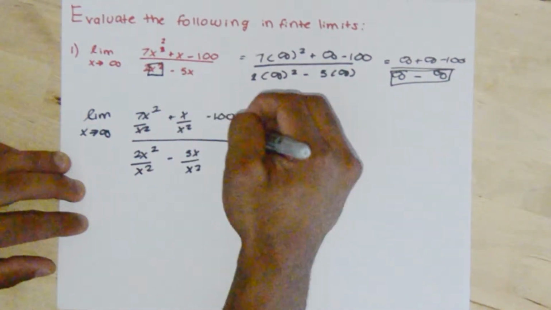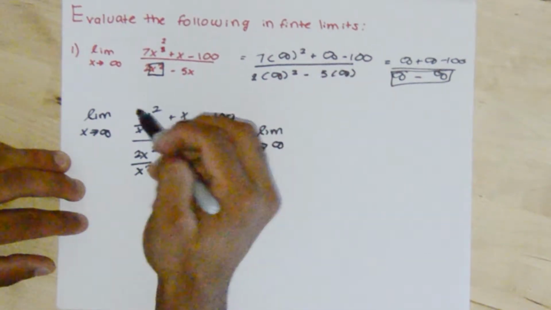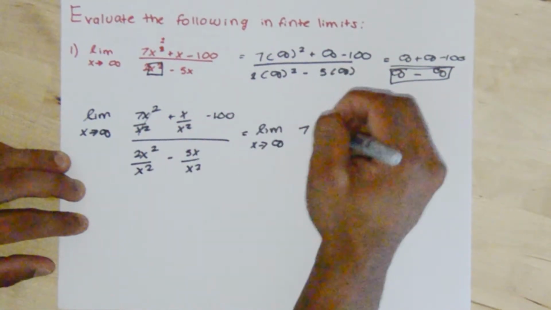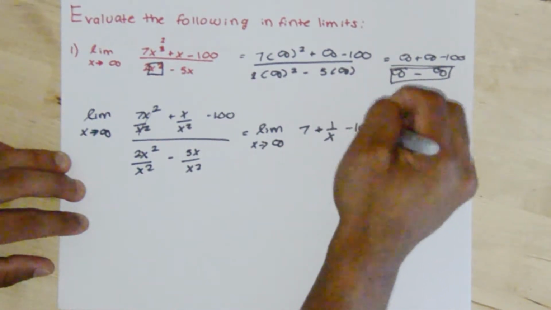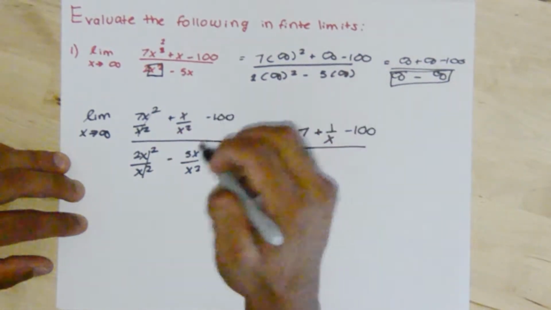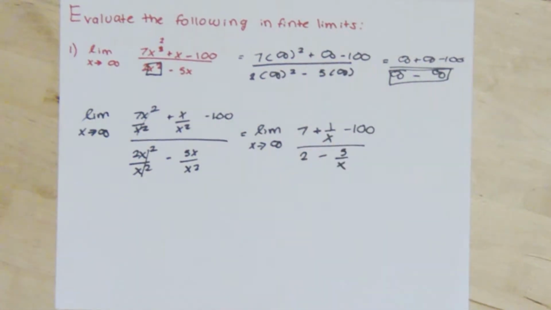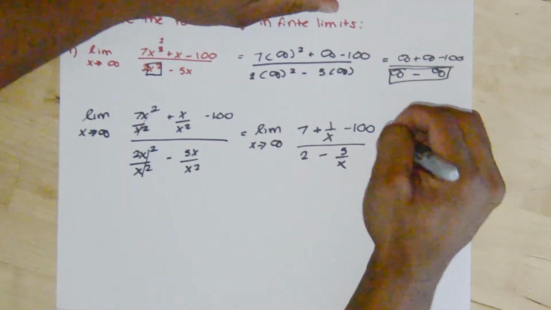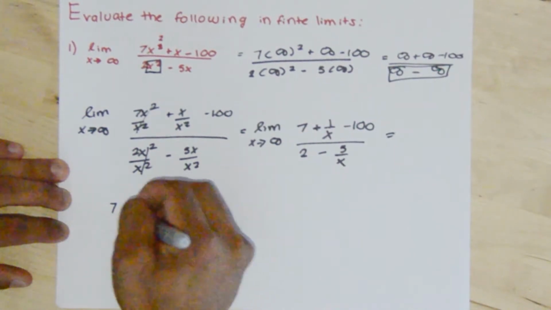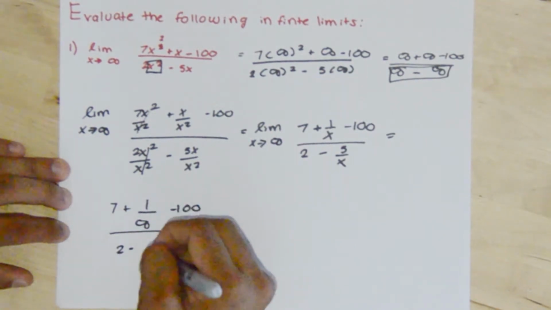So simplifying each of these terms out, we get the limit as x approaches infinity of: x squared here cancels out and becomes 7, minus x over x squared is 1 over x, minus 100, over, these x squared cancel out and becomes 2, and the 5x over the x squared becomes minus 5 over x. Now if you plug in infinity, we get the following. So plugging in infinity, we get 7 plus 1 over infinity minus 100 over 2 minus 5 over infinity.